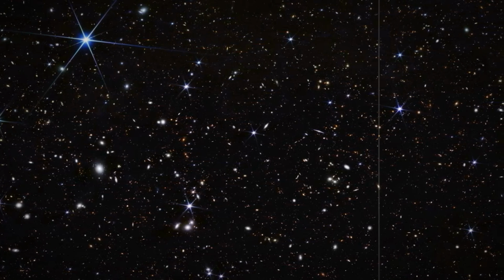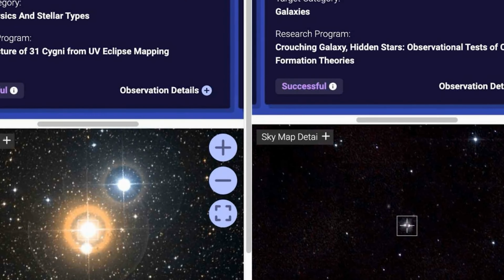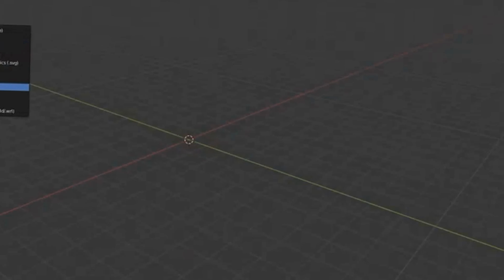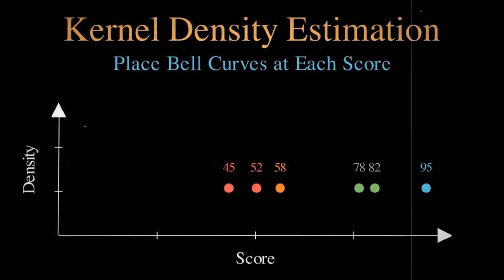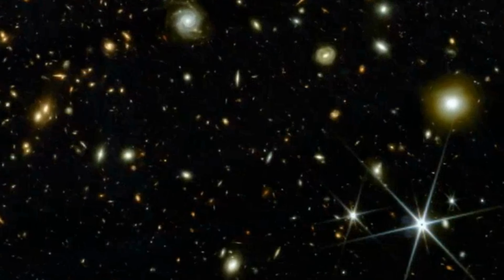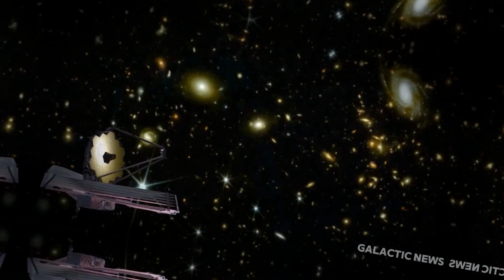The team used the Cosmos Web Survey, the largest JWST program ever conducted. 255 hours of observing time, a continuous patch of sky about the size of 3 full moons. Deep imaging in 4 near-infrared filters with NIRCam. From that, they extracted photometric redshifts for 164,000 galaxies, then ran a weighted kernel density estimation across cosmic time slices to produce a 3D density map of the entire web.